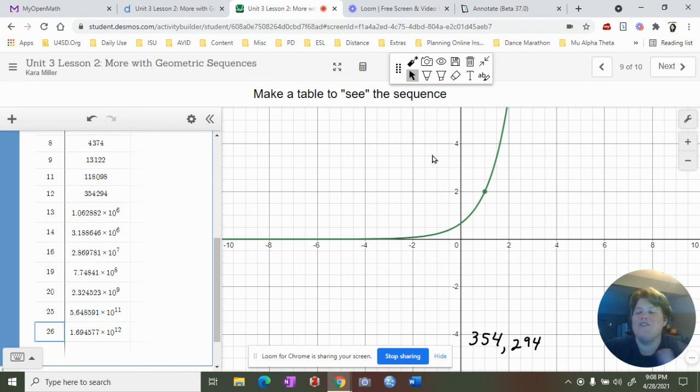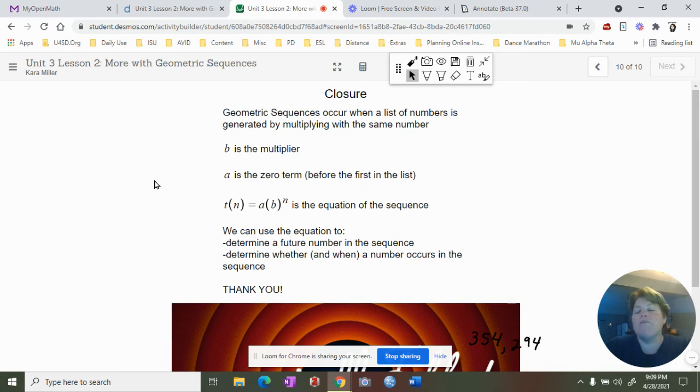But just some fun you can have with using your table and guessing, looking for patterns, looking for when will we have this much, or when will an atom split this many times, or using half-lives with chemistry, when will we have near zero grams of whatever substance. Okay, so there's lots of really cool applications with this.